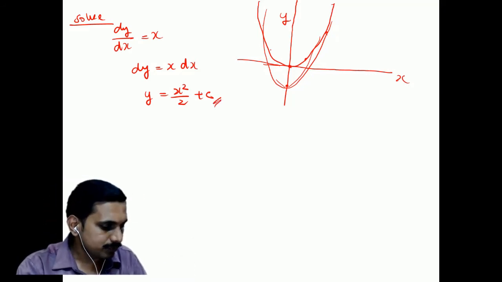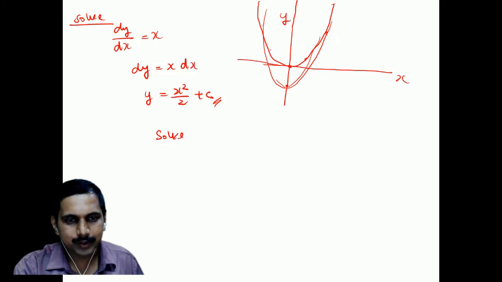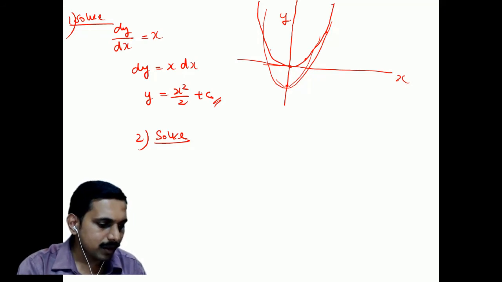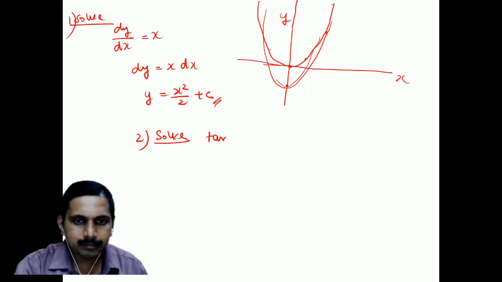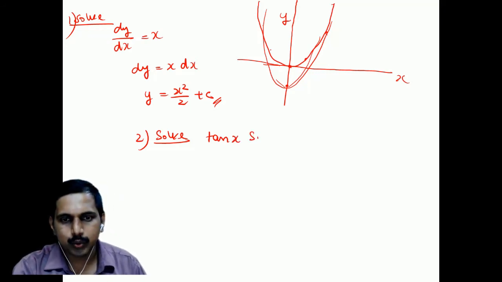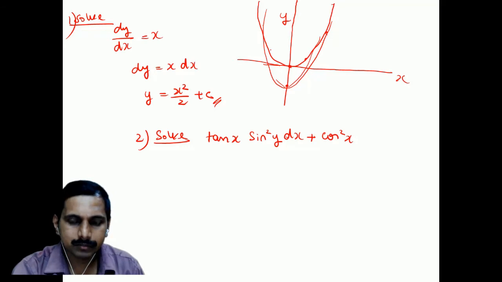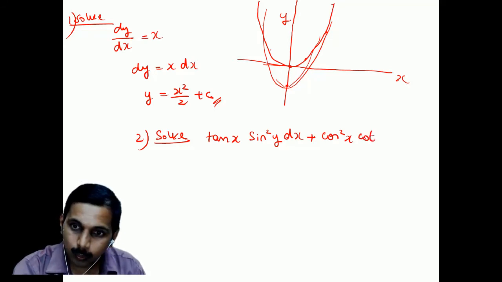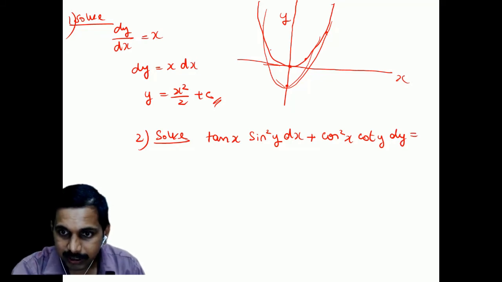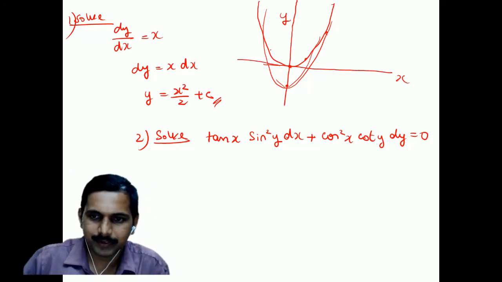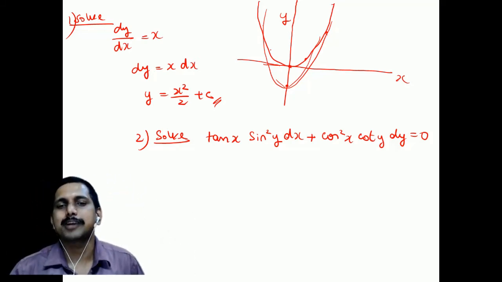Okay. Now let us solve a more complicated problem. This is the first one. Solve the second one. Say tan x into sine square y dx plus cos square x into cot y dy is equal to 0. Complicated, students. Very, very complicated. Complicated means you have a lot of functions. That's it. It becomes complicated.